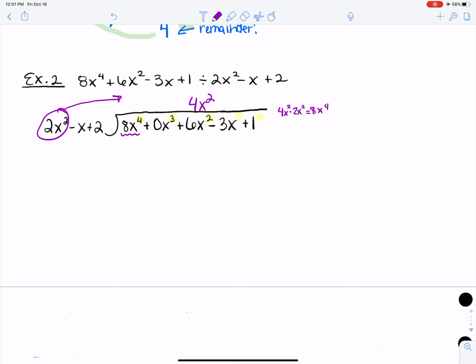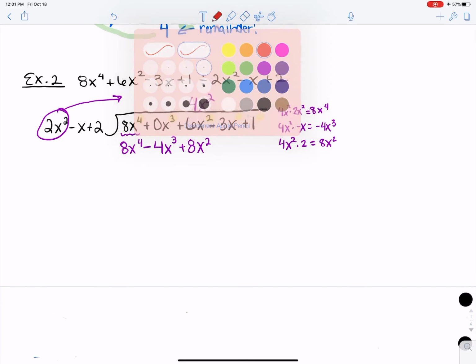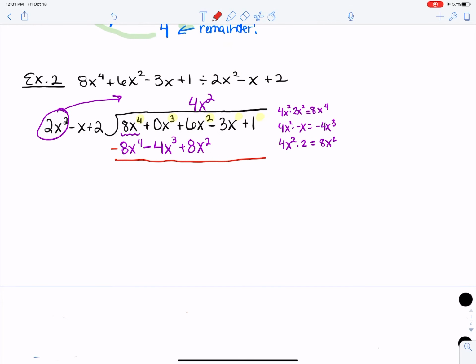4x squared times 2x squared is 8x to the 4th. We already knew that, though. And then 4x squared times negative x is negative 4x cubed. So I'm going to write that there. And, oh, we got to put it in the cubed column. And then 4x squared times 2 equals 8x squared. So plus 8x squared. And now we have to go in and change those signs. Negative, positive, and this positive turns into a negative. So I always scribble out the positives and put a negative underneath or on top, wherever I have room.